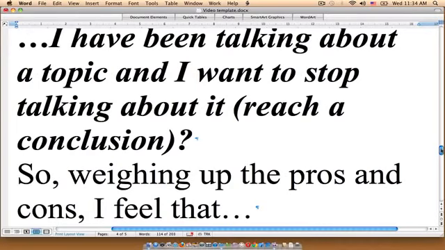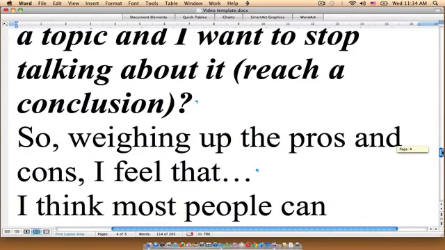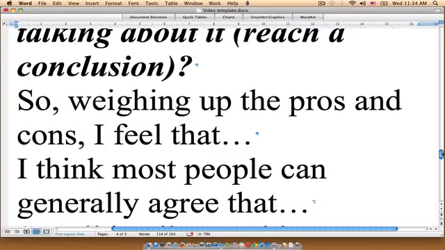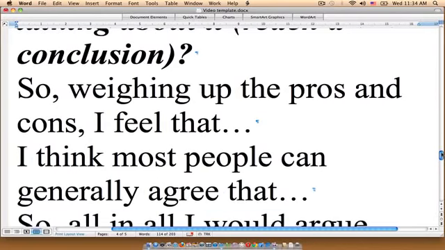If you've been talking about the good and bad points about something, I'd recommend using a phrase like, "So, weighing up the pros and cons, I feel that," and then deliver whatever your conclusion is. Or perhaps, "I think most people can generally agree that." This is a good phrase to use if you're being asked for your thoughts on perhaps the place where you live, or about a certain topic in the world, and you just want to come to some sort of general conclusion. I think most people can generally agree that.